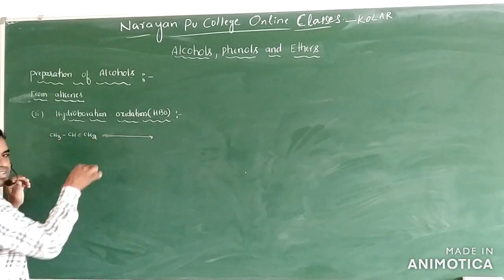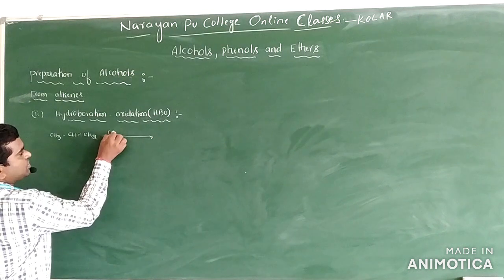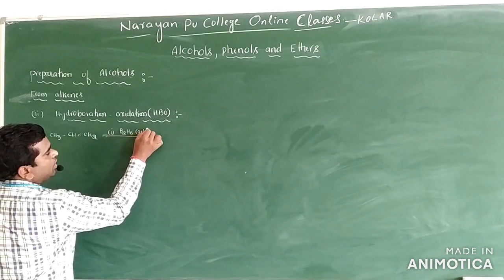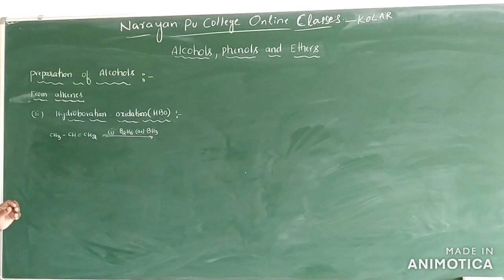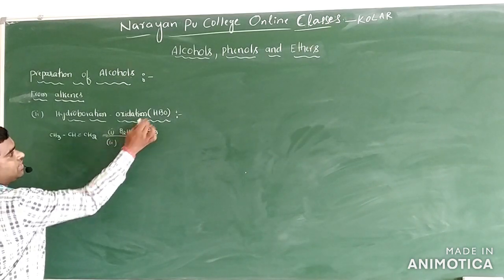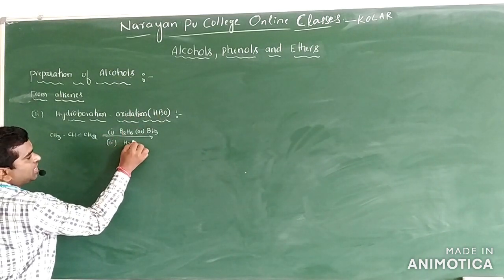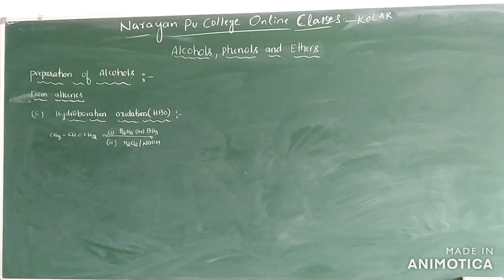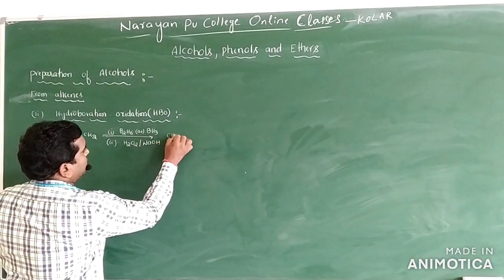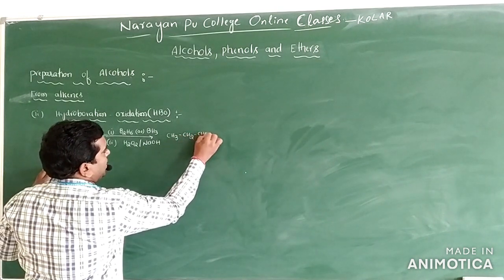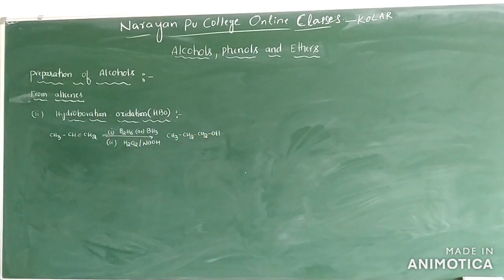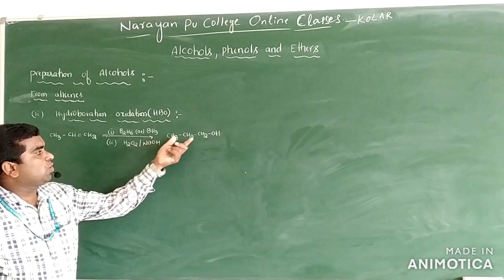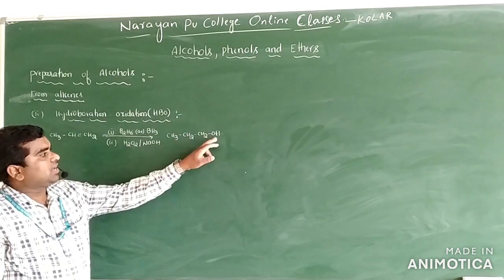First I will write the reaction, then step by step we will write. First they will give diborane. Diborane means B2H6, or sometimes they will give the monomer of diborane, that is BH3. The second step is oxidation, with hydrogen peroxide and NaOH. So the final product you will get is CH3CH2CH2OH. Clear? Unsymmetrical alkene, B2H6 or BH3, and H2O2 with NaOH, and you will get the alcohol.